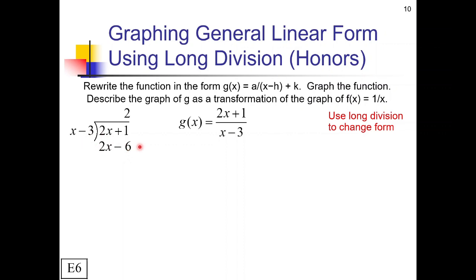And then we have to subtract all that. 2x minus 2x is 0. That cancels. And we have 1 minus negative 6. Careful with those double negatives. That's actually 1 plus 6, which is 7. So 7 is our remainder.